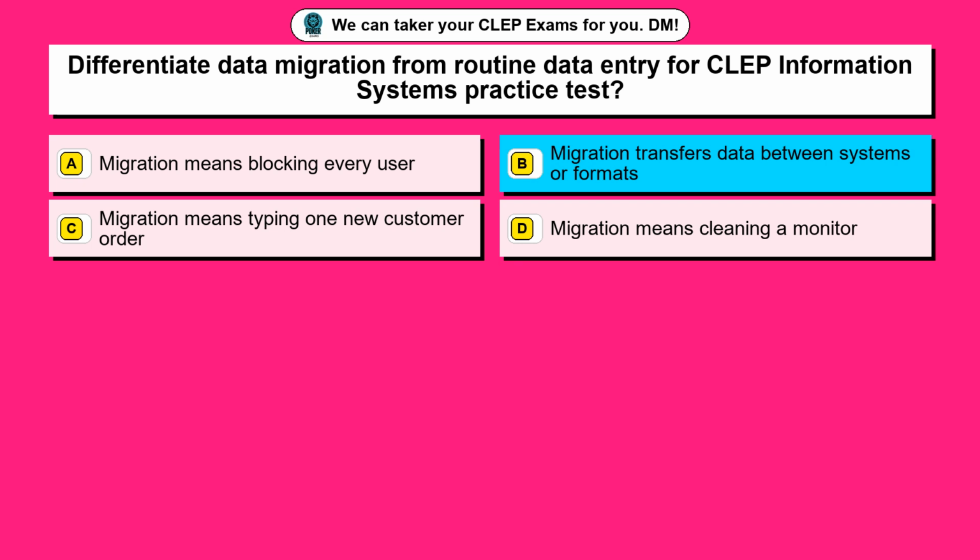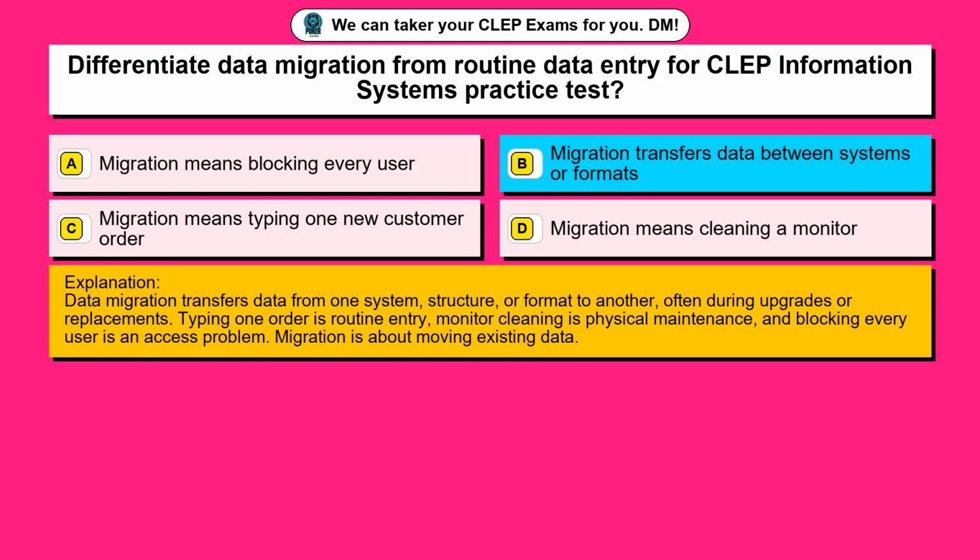Migration transfers data between systems or formats. Data migration transfers data from one system, structure, or format to another, often during upgrades or replacements. Typing one order is routine entry, monitor cleaning is physical maintenance, and blocking every user is an access problem. Migration is about moving existing data.